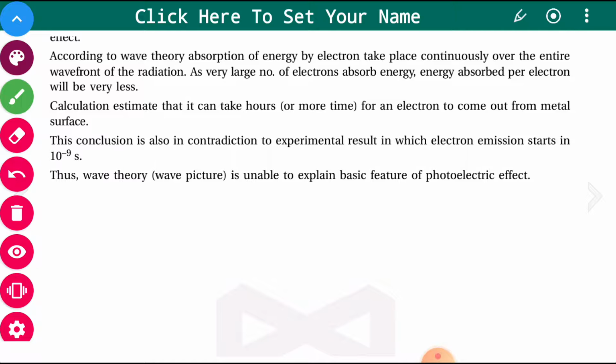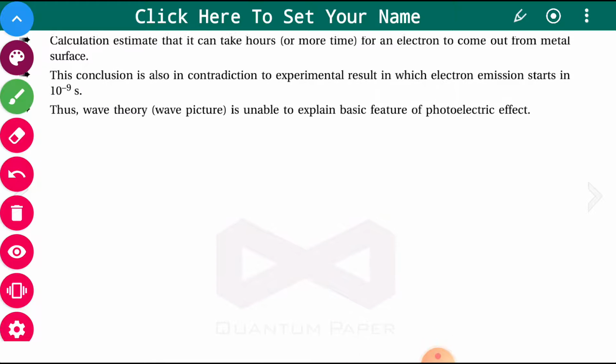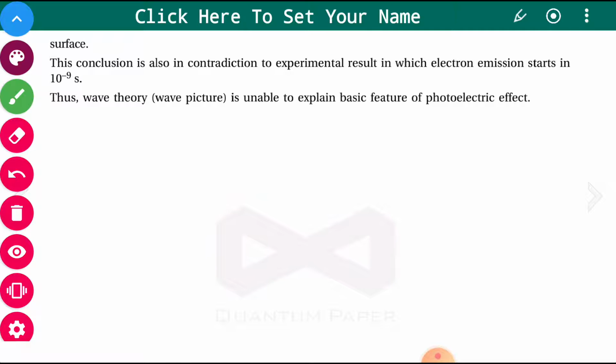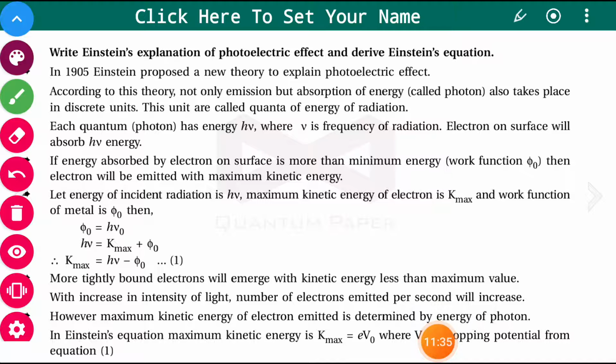While if radiation of the proper frequency is incident, it is seen in the photoelectric effect that within 10 raised to minus 9 second, or less than this, the photoelectrons are coming out. Thus, wave theory was unable to explain the basic features of the photoelectric effect.